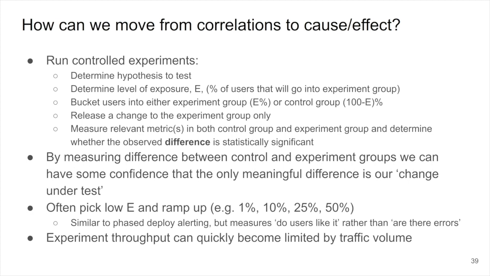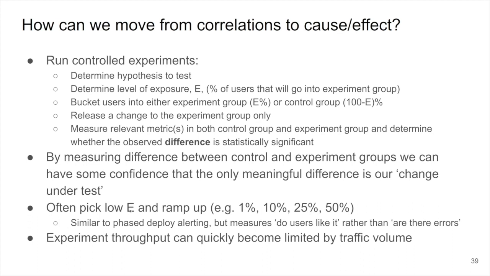Now, an important input into experiment frameworks is, for a given experiment, what percentage of users should be in the experiment group and what percentage should be in the control group. So this is signified as E on this slide and the next few slides. A common technique is to start with a low E and then ramp it up. And the rationale here is risk management.